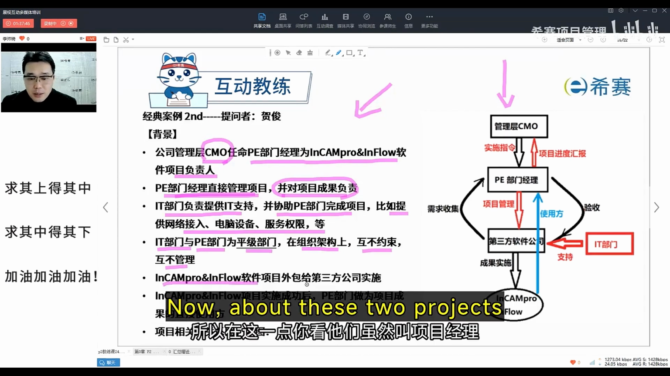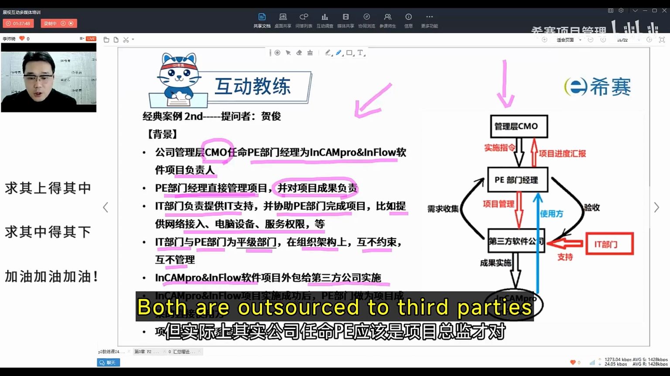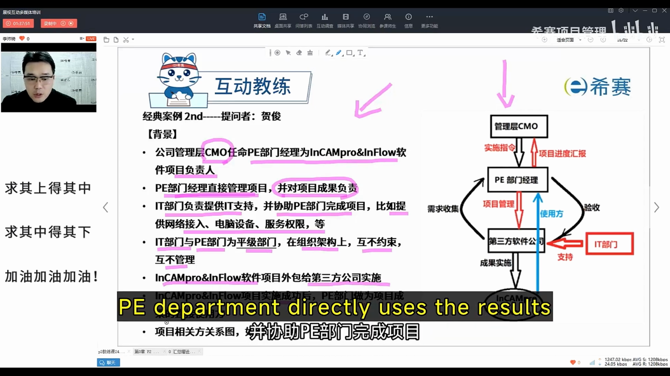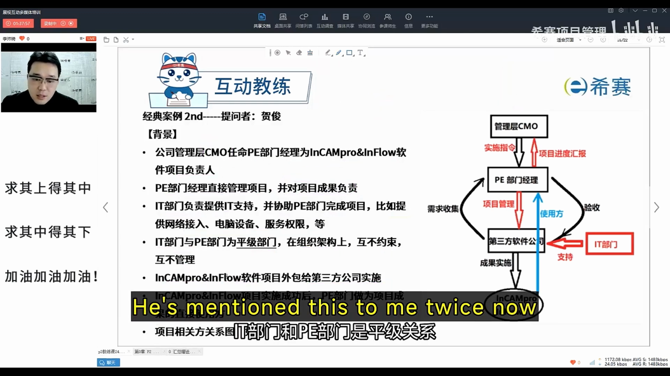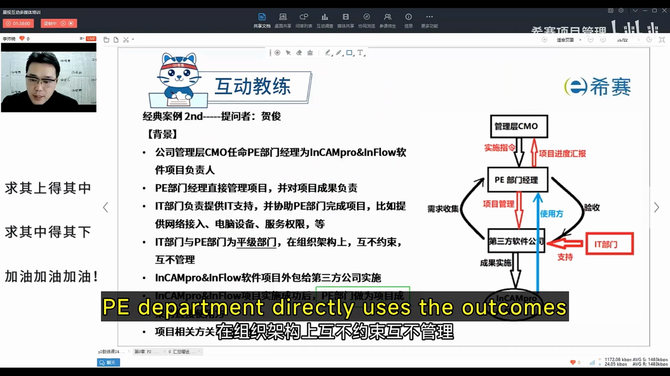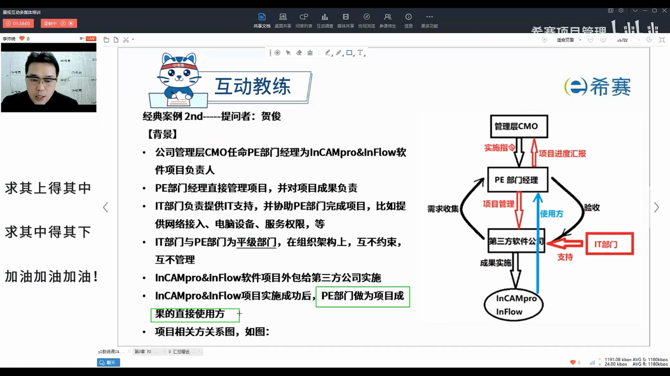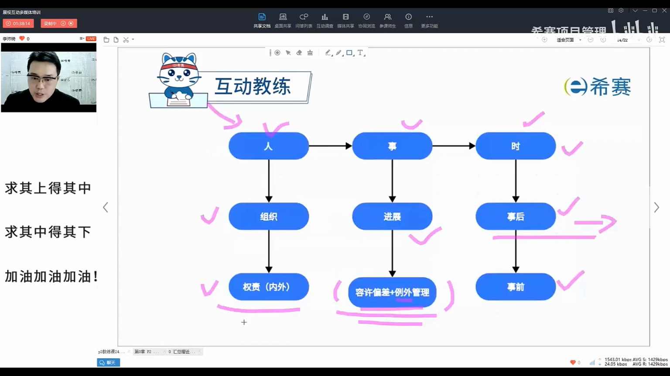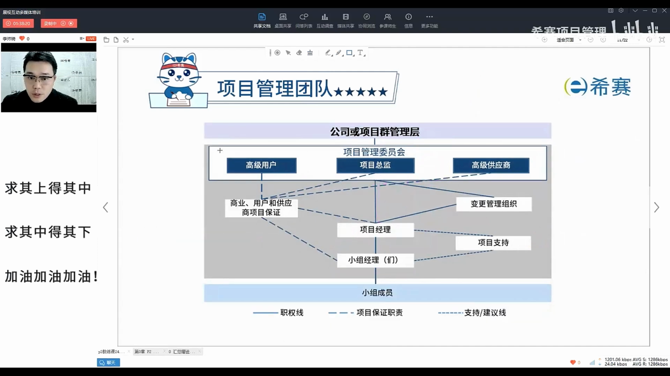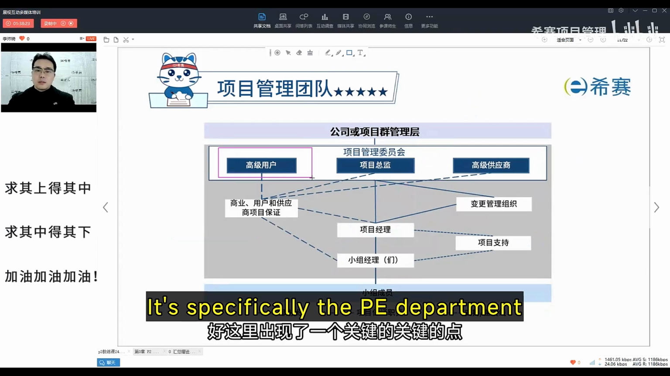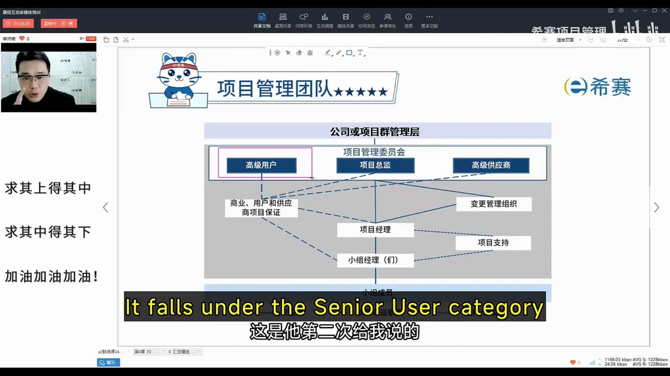Now, about these two projects. Both are outsourced to third parties. After successful implementation, the PE department directly uses the results. Now, here's a really crucial point. He's mentioned this to me twice now. The PE department directly uses the outcomes. Let me redraw this. This point is part of our system. This role is known as the senior user, which is the position we're discussing. It's specifically the PE department. It falls under the senior user category.